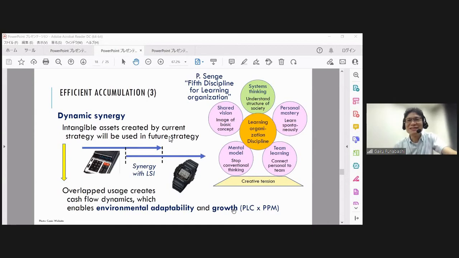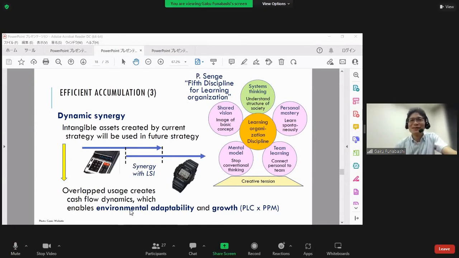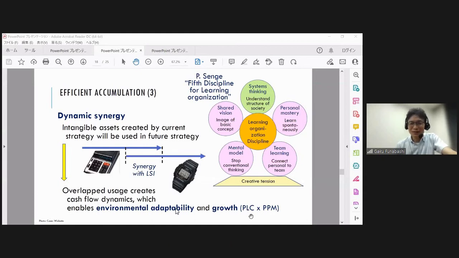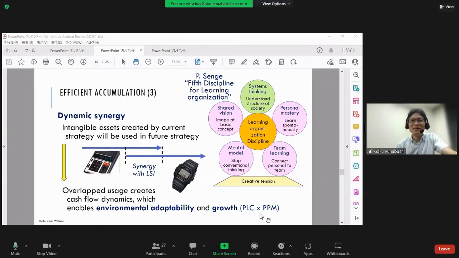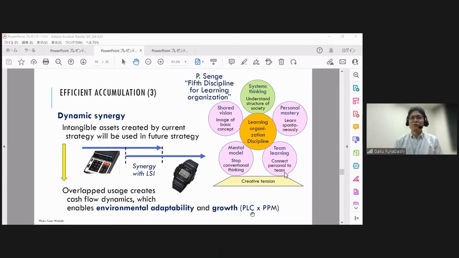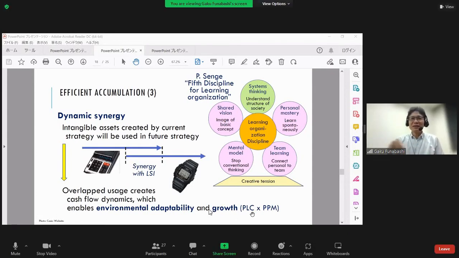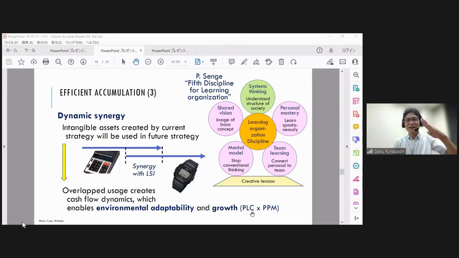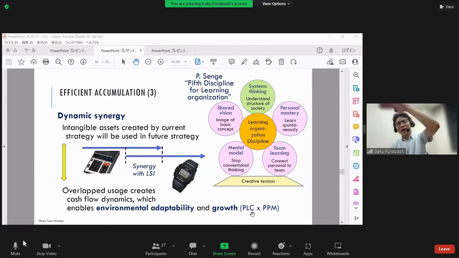What is PLC? Anybody? Yes, product life cycle, Misato. Exactly. What is PPM? Yes, exactly. Product portfolio management. First, product life cycle. Remember what the product life cycle was. Product life cycle for each product, there are four stages. First, introductory, then growth, mature, and decline.